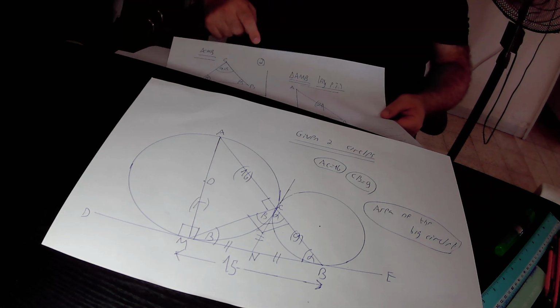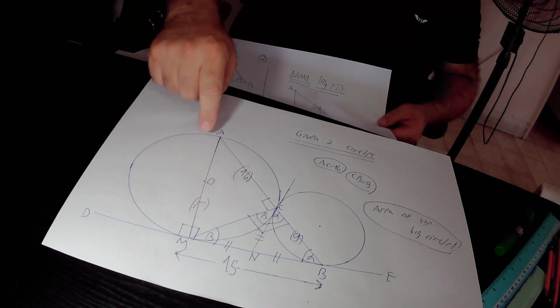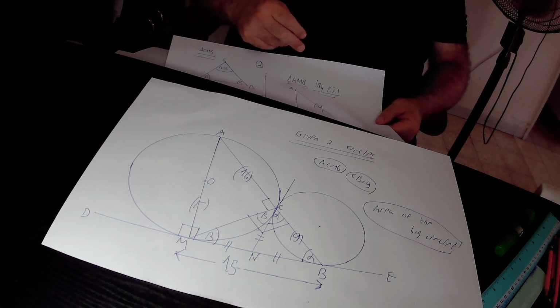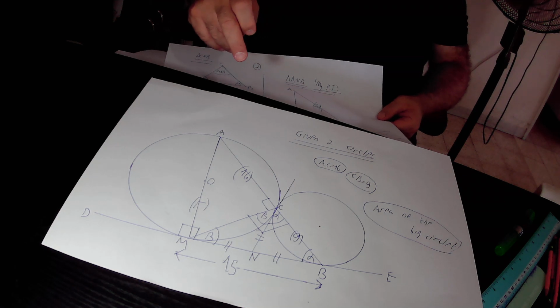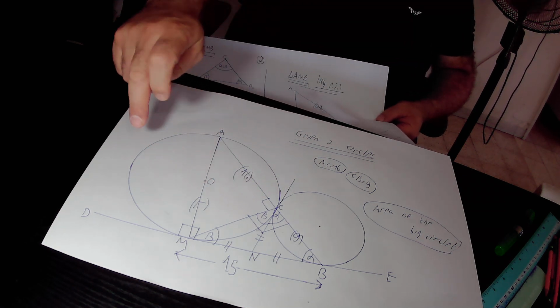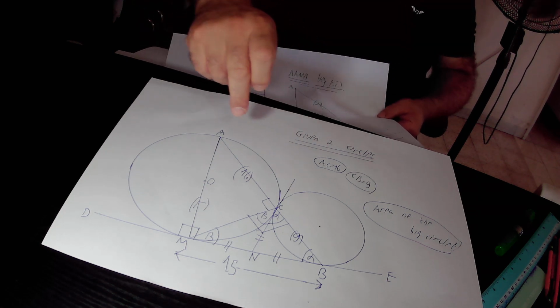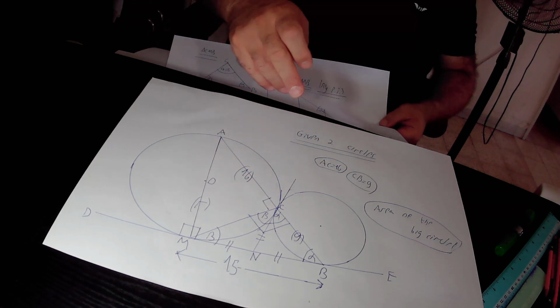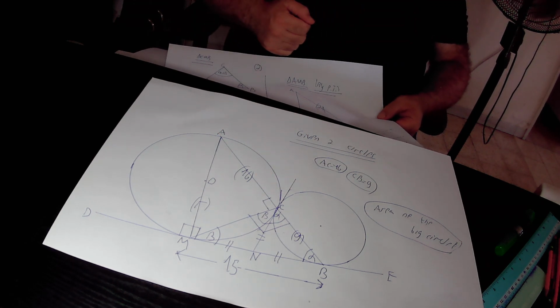In the next step, we join points A and M together by a straight line. And we'll focus on the big circle. Inside this big circle, we have peripheral angle ACM, and peripheral angle ACM is a right angle.